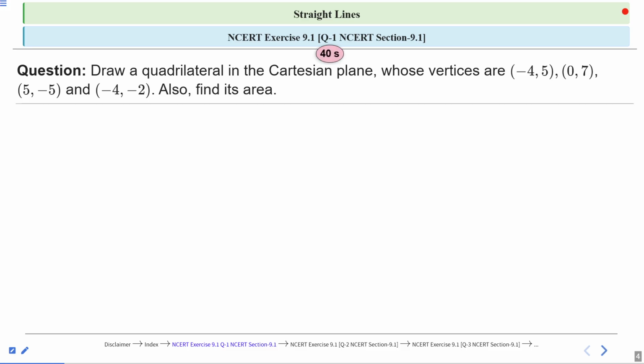Students, first of all, try it yourself, and then see the solution. You have 40 seconds to solve this problem and then we will provide the solution. Okay, students, your time is over. Now we will see how to solve it.